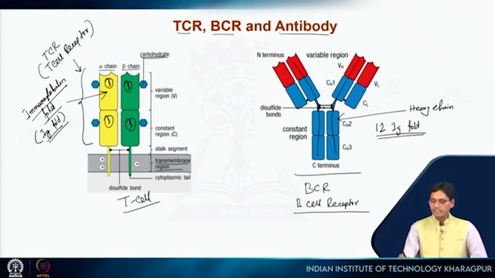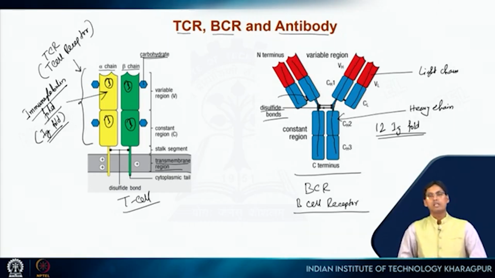On the other hand, this one is the smaller one, the lighter chain. This is called the light chain of the antibody. As you can see, the heavy chain and light chain are attached by a disulfide bond, and the heavy chains are also attached together by disulfide bonds. So this is made up of 4 polypeptides basically, 2 heavy chains and 2 light chains.